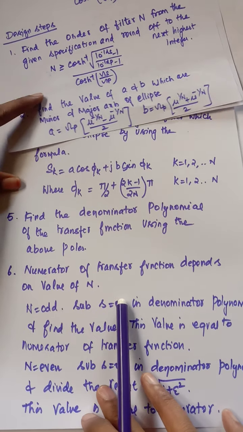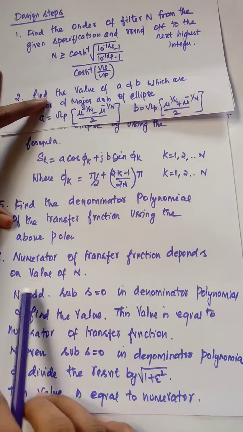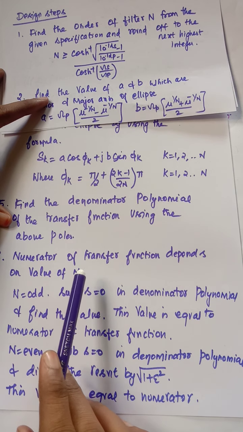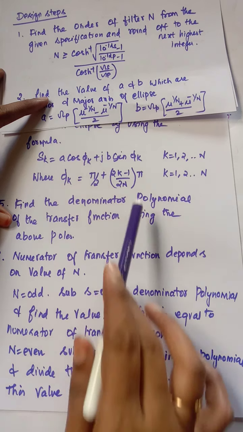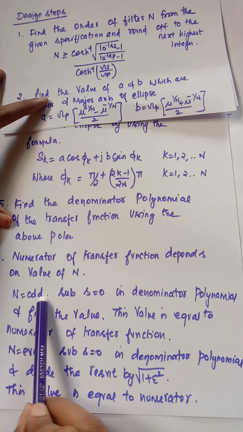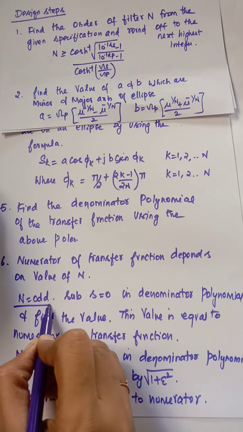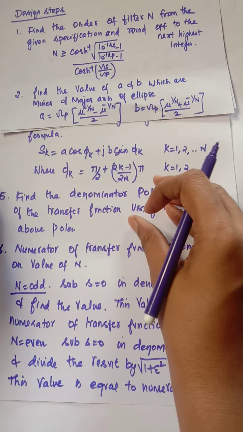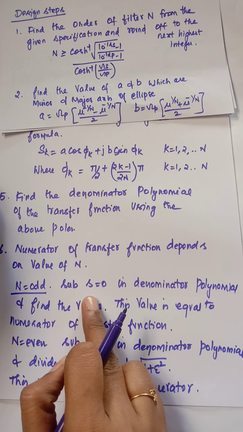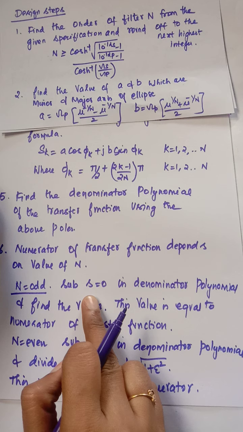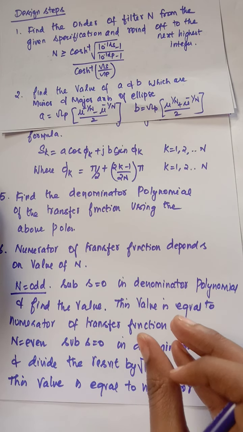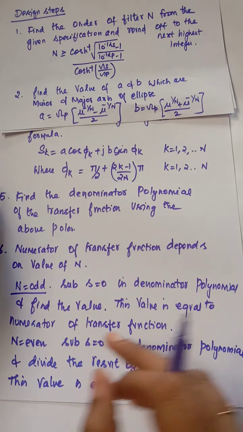The next thing is the numerator of the transfer function. That depends upon the value of n, and using the poles only we are going to find the numerator value. If n is odd, okay, there are two cases. When n is odd, we obtain some values in the denominator polynomial, right? So we substitute s equal to 0, and whatever we have after substituting s equal to 0, that value we place in the numerator.